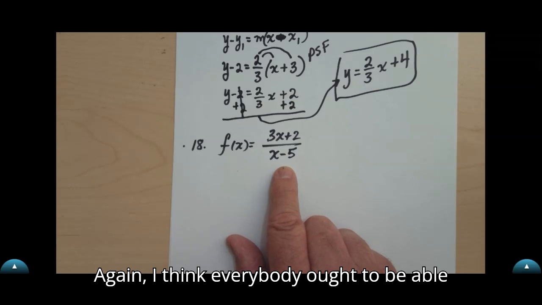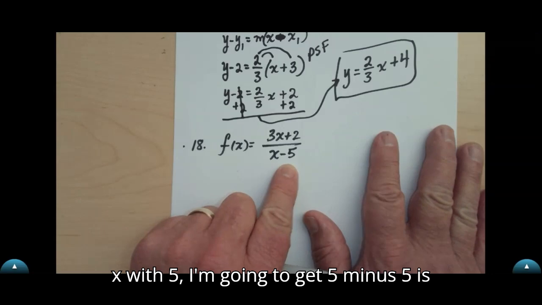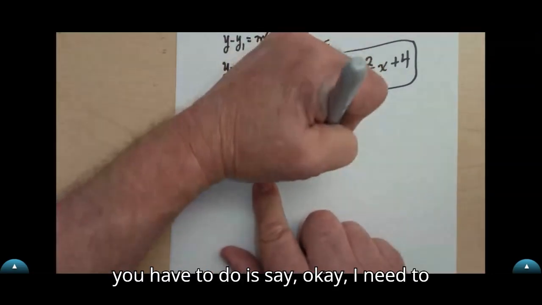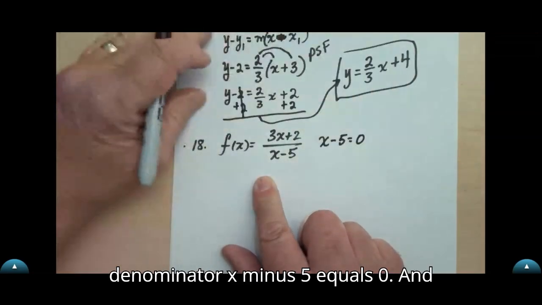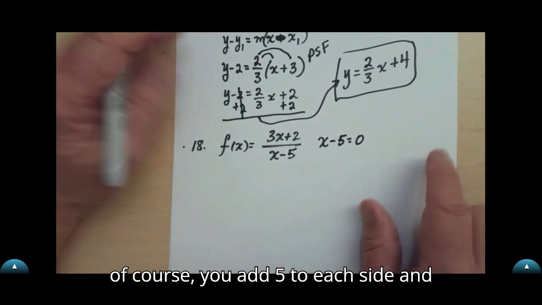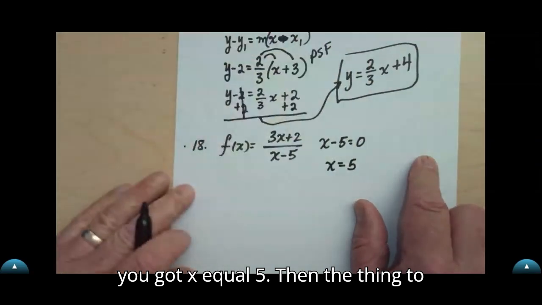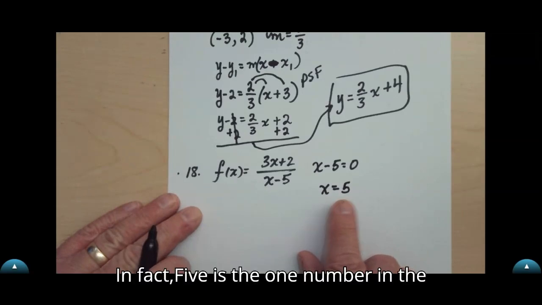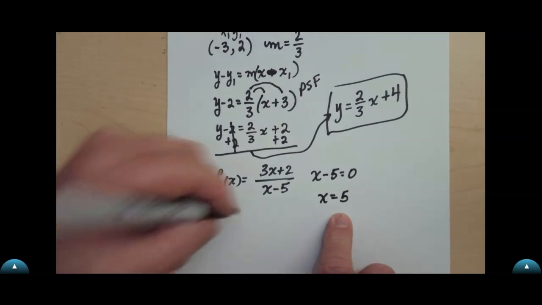Again, I think everybody ought to be able to look at this and see that if I replace x with 5, I'm going to get 5 minus 5 is 0. But if you can't see that, all you have to do is say, okay, I need to know what value of x makes that denominator x minus 5 equal 0. And of course, you add 5 to each side, and you get x equals 5. Then the thing to remember is, this is not your domain. In fact, 5 is the one number in the universe that's not in the domain.